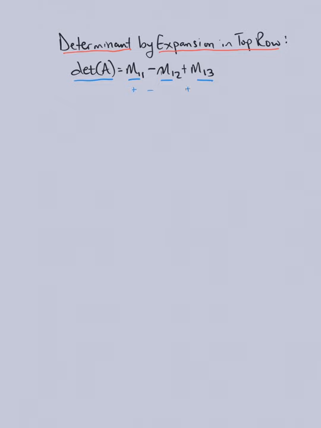Now this formula right here is for a 3 by 3. If I had a bigger matrix, then I would just continue that pattern. So then I would do minus M14 plus M15 up to however many columns I have.